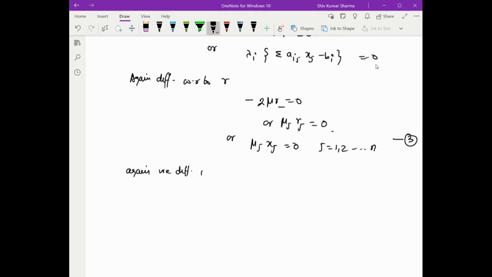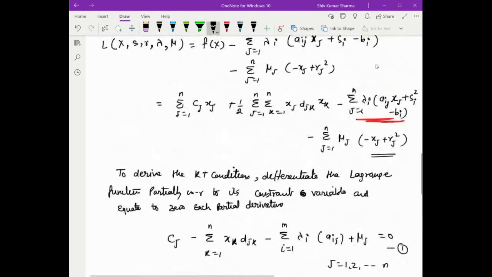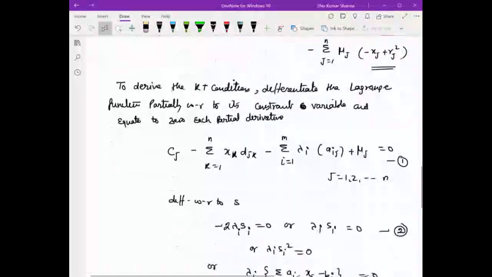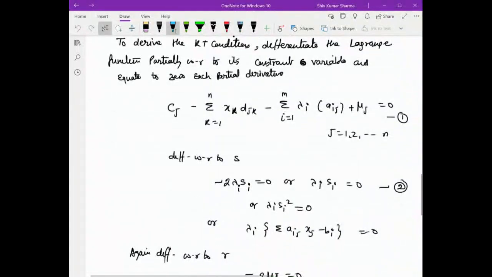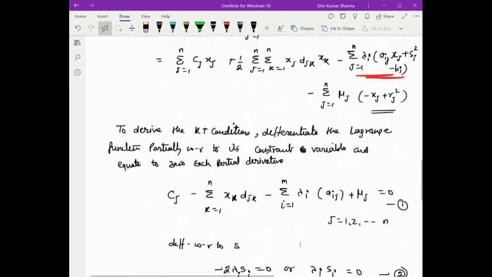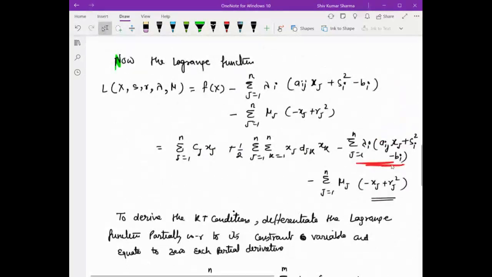Again we differentiate with respect to mu. Another variable is mu. So here we have x, s, r, lambda, mu. Sorry, we differentiate with respect to lambda. First we differentiate with respect to lambda. Lambda is involved in this term only, that means the third term.